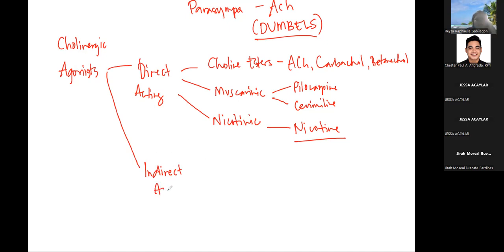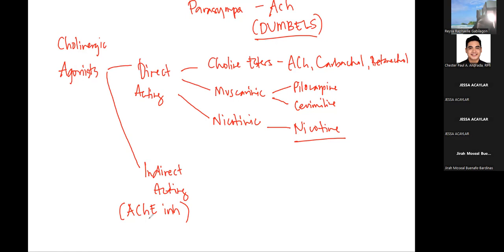Now, sa indirect acting agonist, indirect because these drugs have nothing to do with either the muscarinic and nicotinic receptors, but their mechanism of action is on the inhibition of the acetylcholinesterase enzyme. So that is the enzyme that degrades the acetylcholine. If the acetylcholine cannot bind to the receptor, then it can be degraded by this enzyme, acetylcholinesterase. It will be degraded into choline and acetate. Choline can be recycled to make another acetylcholine.